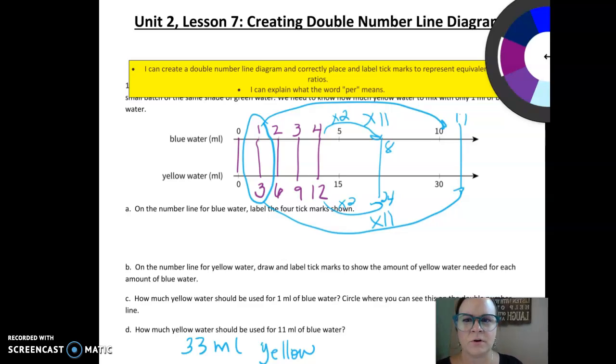I'm going to go over Unit 2, Lesson 7. This is about creating double number line diagrams, which are going to be a really helpful piece for you in this unit.